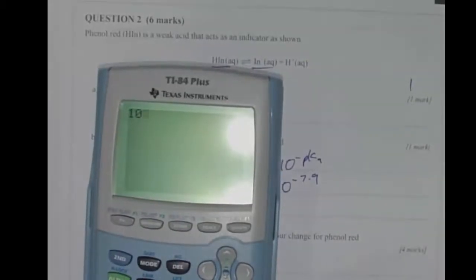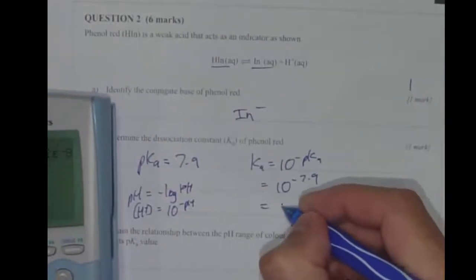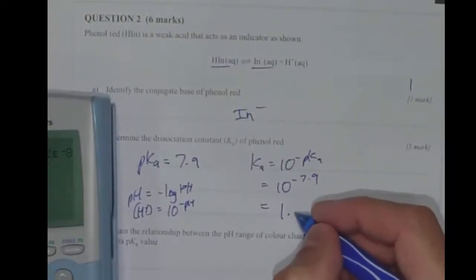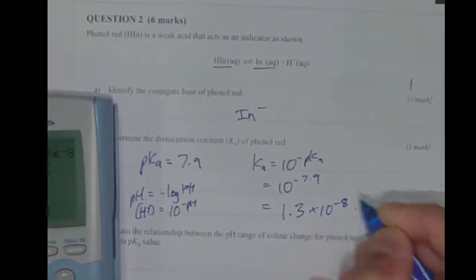You know, I only ever use calculators when I do these exams, so excuse me if I'm really bad at it. I've got to remember how to use it once a year. Where's 10? I don't know where it is. There it is. It's over there. 10 to the negative 7.9. So K is 1.3 by 10 to the minus 8, to 2 sig figs.